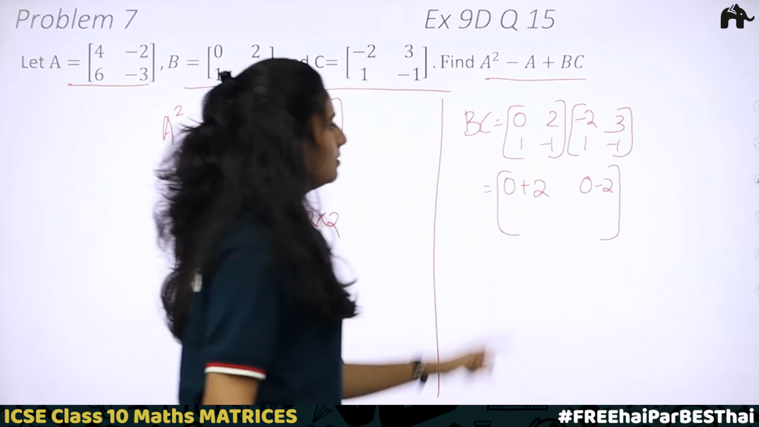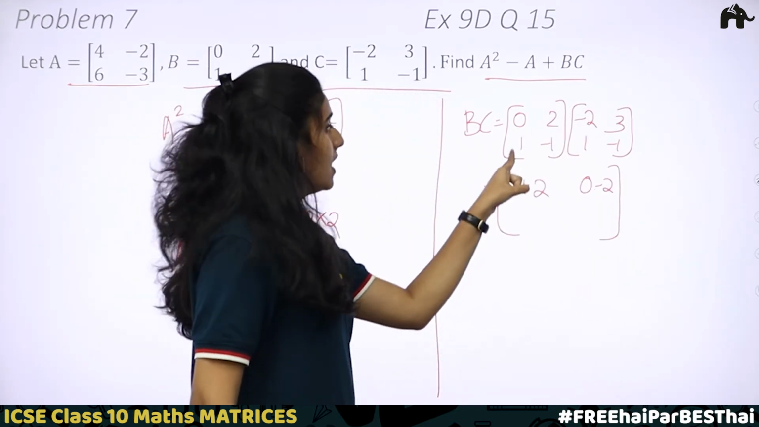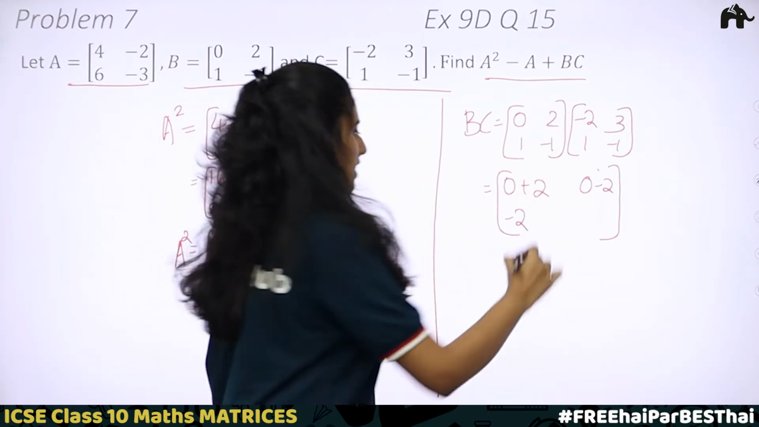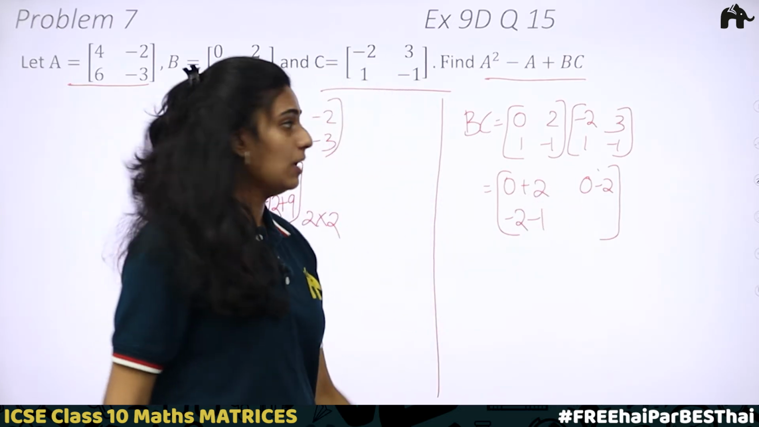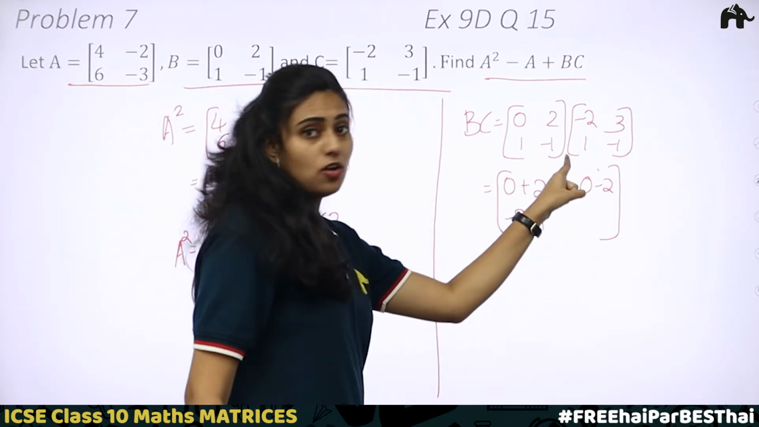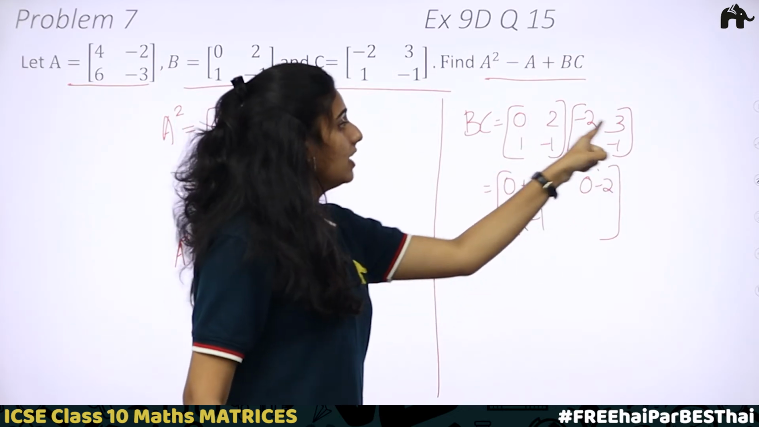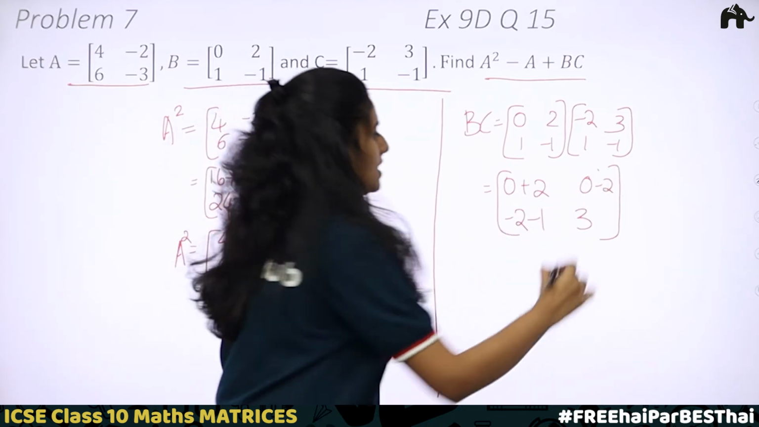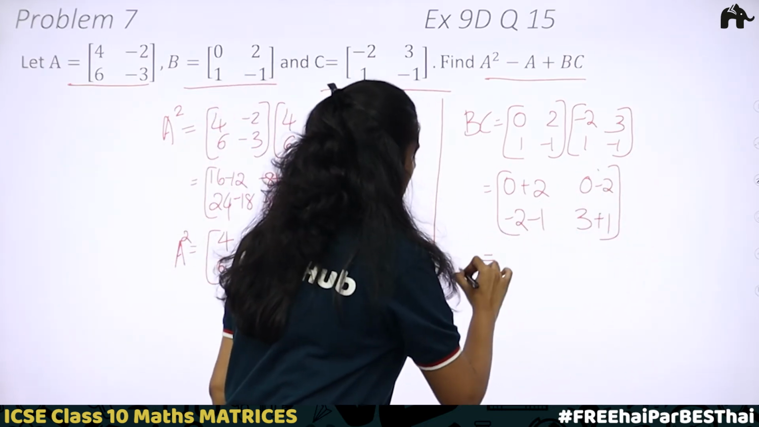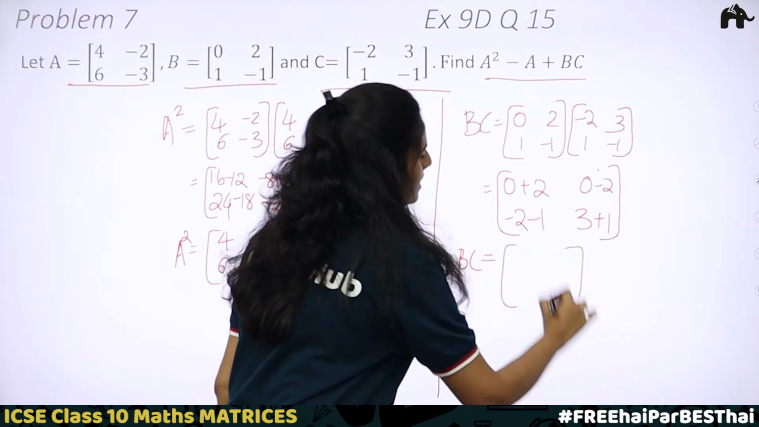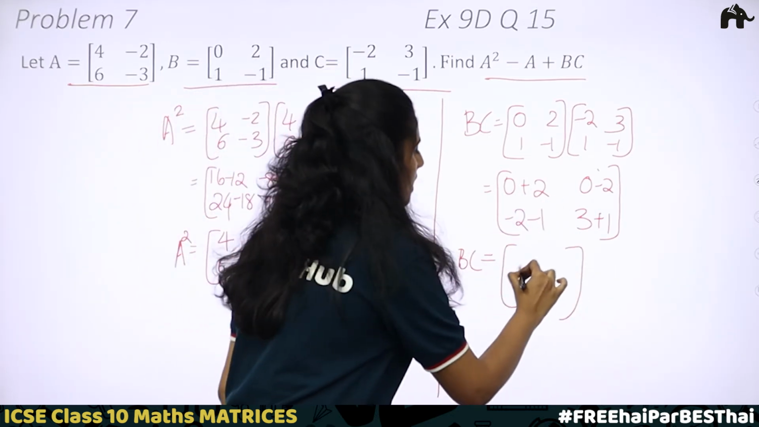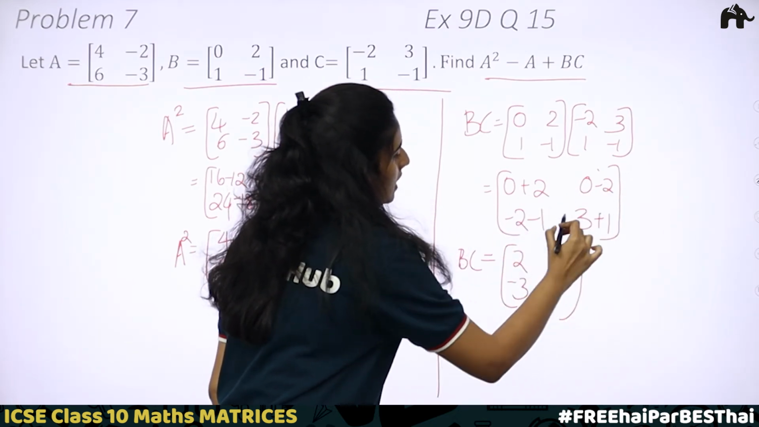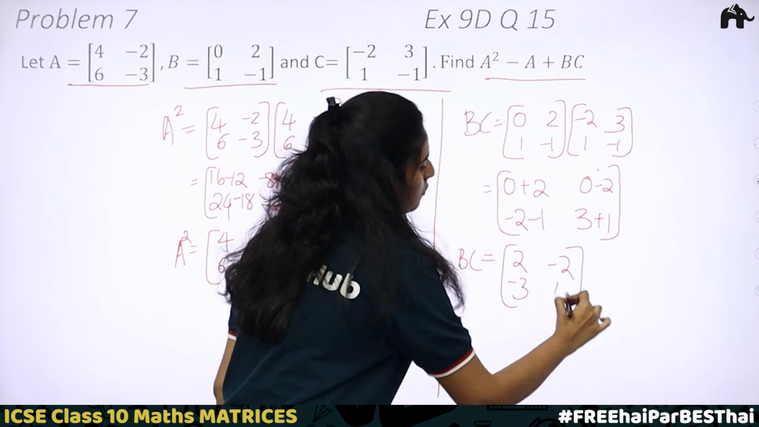Now the third element, second row, first column. 1 into minus 2 is minus 2. Minus 1 into 1 is minus 1. And the fourth element, second row, second column. That is 1 into 3 is 3. Minus 1 into minus 1 is plus 1. We'll be getting the elements of BC. The first element is 0 plus 2, 2. 0 minus 2 is minus 2, minus 2 minus 1 is minus 3, 3 plus 1 is 4.